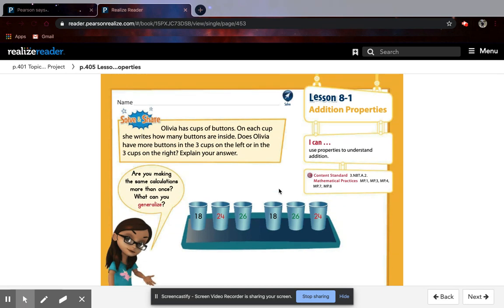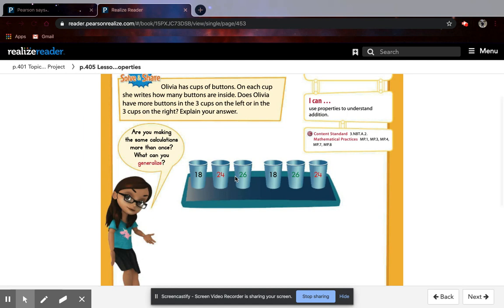And hopefully, before you started this, you did read your I can statement, which is I can use properties to understand addition. So right now we're just looking at addition just for 8.1. So the solve it question is, Olivia has cups of buttons. On each cup, she writes how many buttons are inside. Does Olivia have more buttons in the 3 cups on the left or in the 3 cups on the right? Explain your answer. And the girl over here is saying, are you making the same calculations more than once?